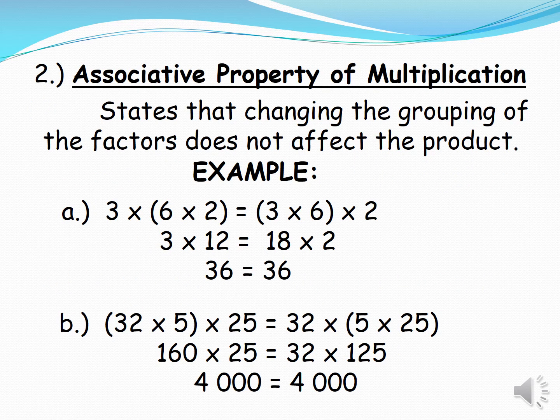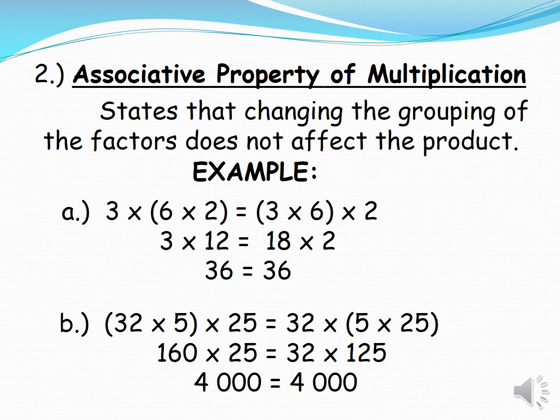Number 2. Associative property of multiplication states that changing the grouping of the factors does not affect the product. Example, letter A. 3 times quantity 6 times 2 is equal to quantity 3 times 6 times 2. So 6 times 2 is equal to 12, and 3 times 12 is equal to 36. 3 times 6 is equal to 18, and 18 times 2 is equal to 36. So they are equal.